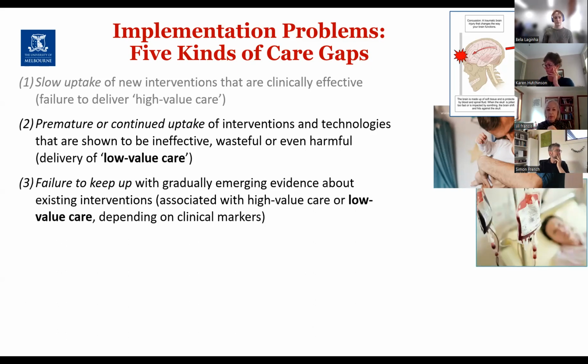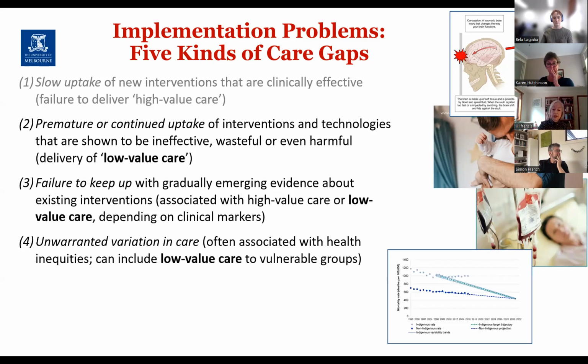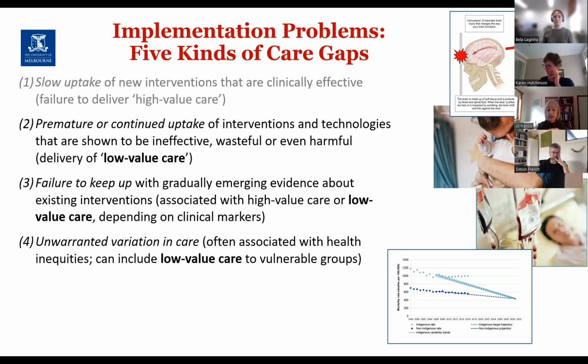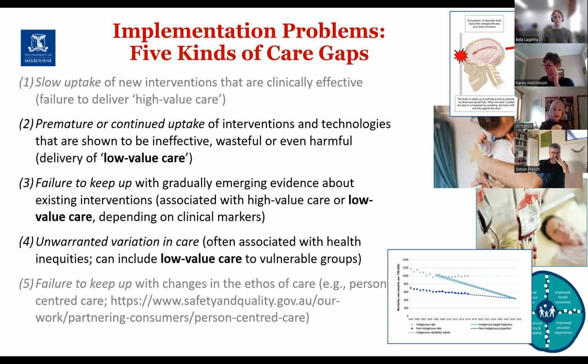Then there's failure to keep up with gradually emerging evidence about existing interventions. My example here is that we now know that transfusion is overused, particularly in hospital contexts. Then there's, of course, unmonitored variation in care, where for all sorts of reasons, vulnerable groups tend to get less high quality care than the less vulnerable groups. And of course, this leads to health inequities. So unwarranted variation is another kind of care gap.